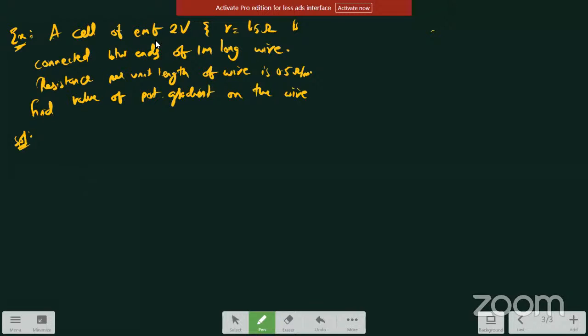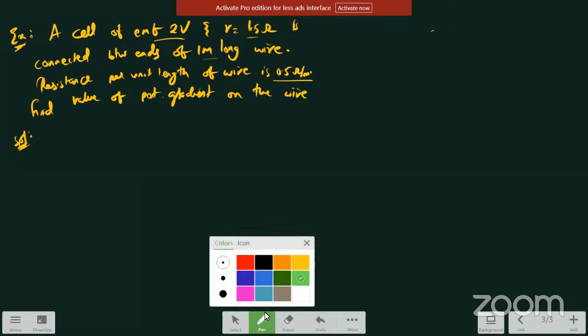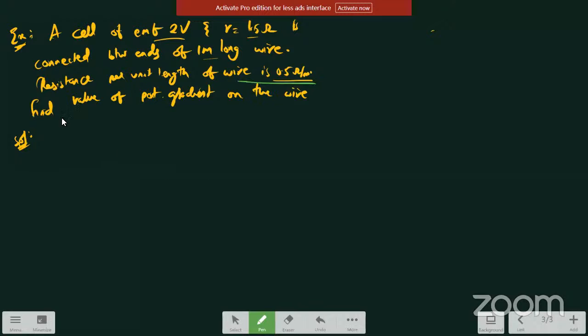A cell of EMF 2V and internal resistance 1.5 ohms is connected between two ends of a wire. Okay, 1 meter long wire. Resistance per unit length is given as 0.5 ohm per meter. Find the value of potential gradient on the wire.